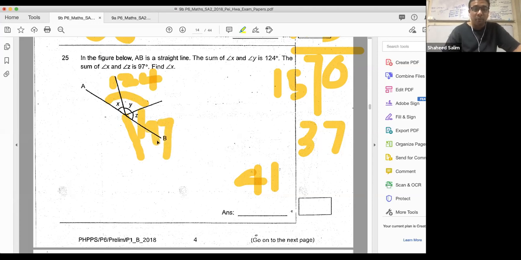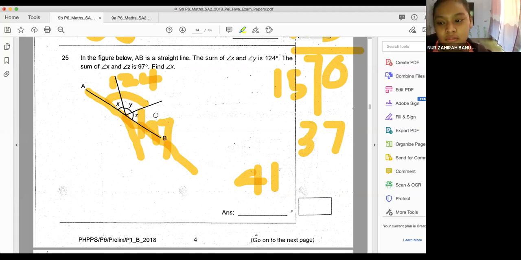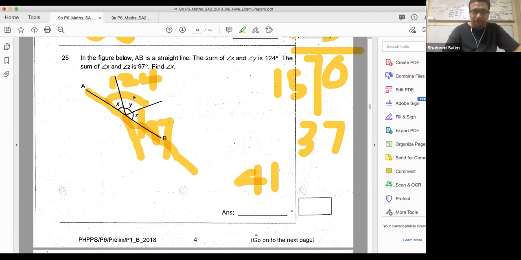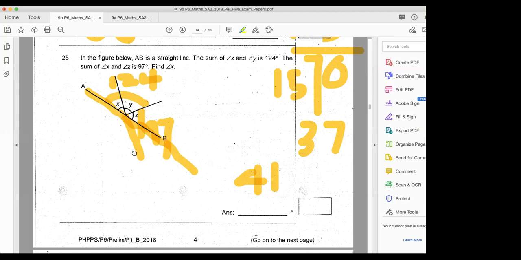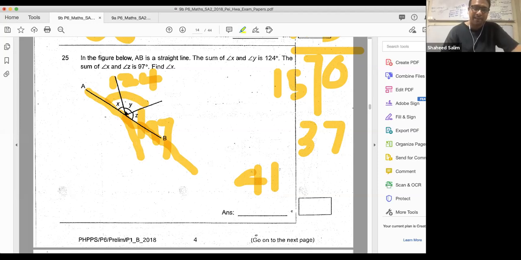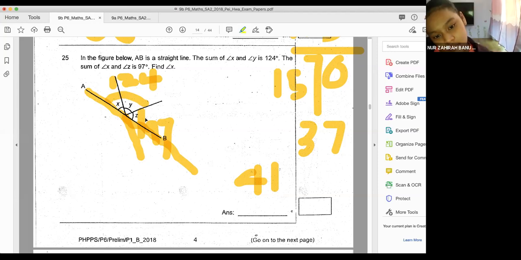Now, I'm going to find what X is. Miss Zahira and Miss Shafika, from here to here, this straight line, what is the angle? 180. Good. Now, from here to here, what's the angle? Shafika, don't do question 26. Do question 25. I can see what you're doing. Shafika, from here to here, what's the angle?